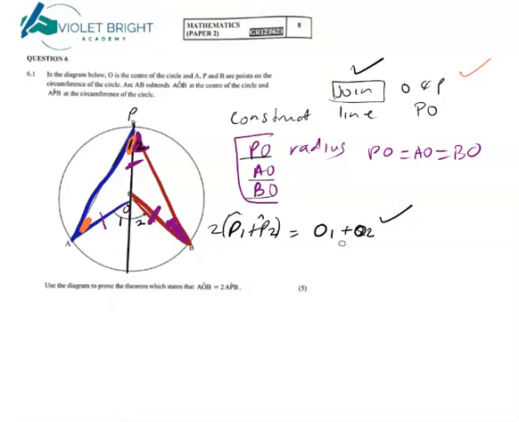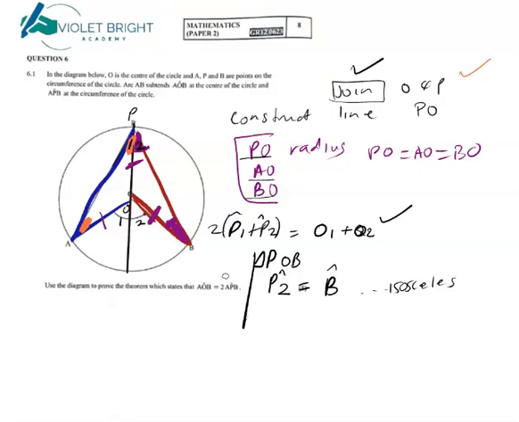So how are we going to come up to this point? Let's go to this triangle POB. So in triangle POB, P2 is equal to angle B. They are equal because it's an isosceles triangle.